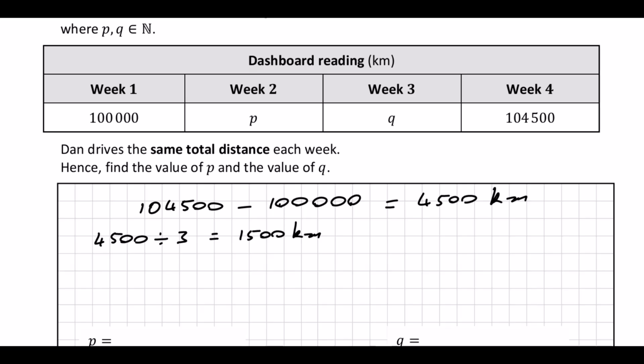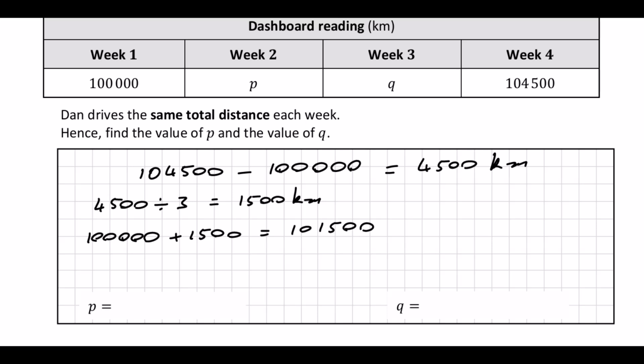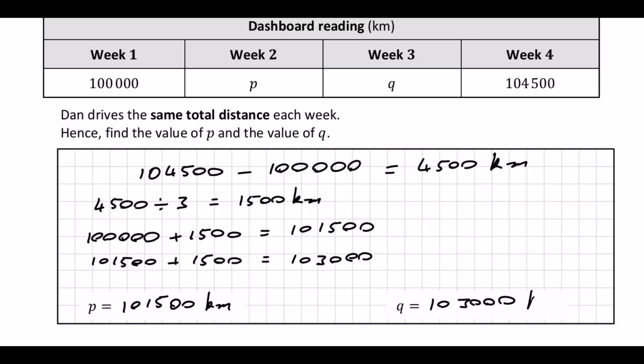So let's do that. Well, we have 100,000 plus 1,500. That just gives us 101,500. So that's going to be P. So P is 101,500 kilometers. Now we take 101,500 and we add another 1,500. And that'll give us, let's see, 103,000 kilometers. So 103,000 kilometers is Q.